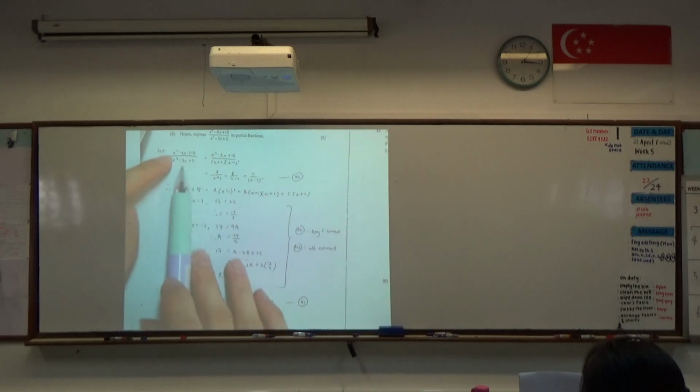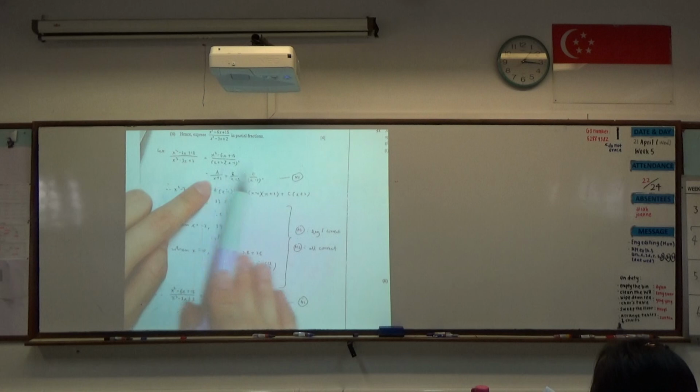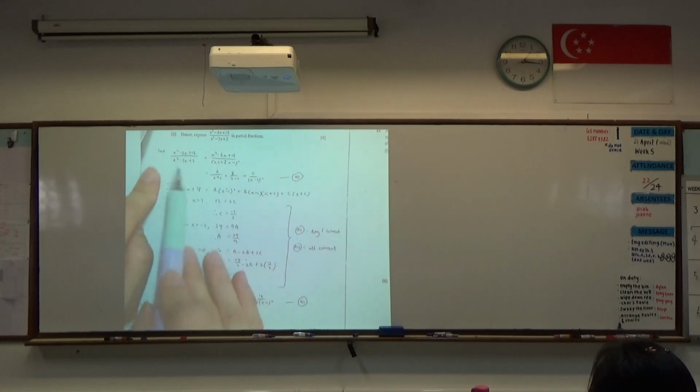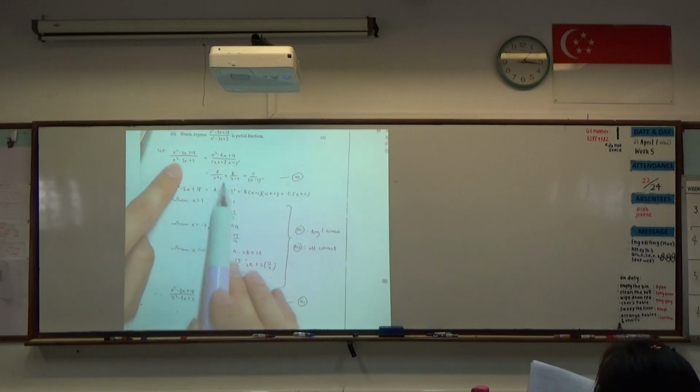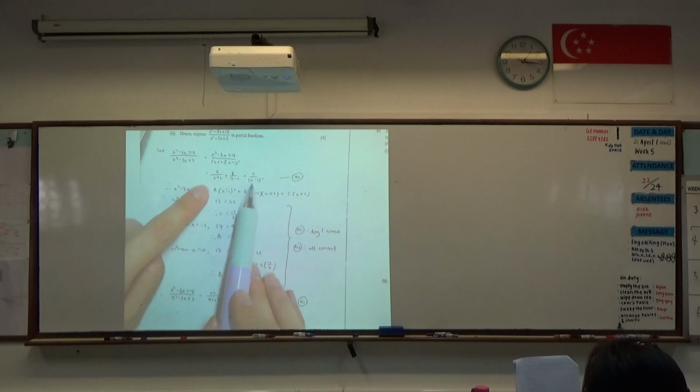How to check? You make sure that when you substitute x equals to something over here, the values you get must be the same as when you substitute x equals to something over here. Usually I like to substitute x equals to 2. But of course we must see the denominator. If the denominator ends up becoming a 0, then avoid that number. Okay?